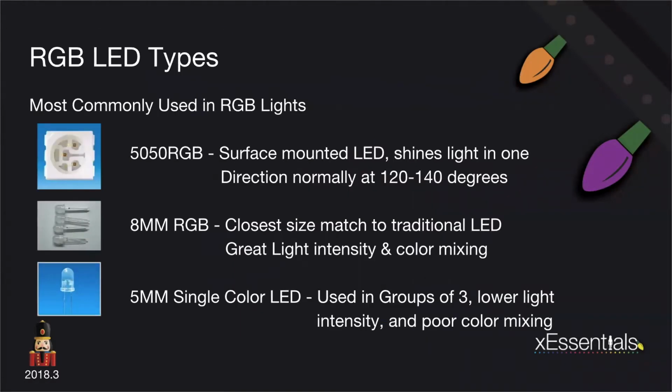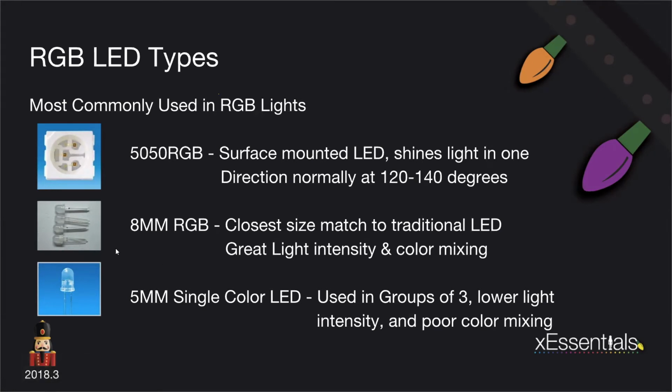Relating to the RGB types, these are three of the most common RGBs on the market today. 50/50 RGB, it's actually the millimeters, the width of what that is, where the 50/50 comes from. They're surface mounted LEDs. Obviously, they're more of a directionally based LED versus a node, where a node is more of an output based on 360 degrees. Your two most common are 8mm and 5mm RGBs.